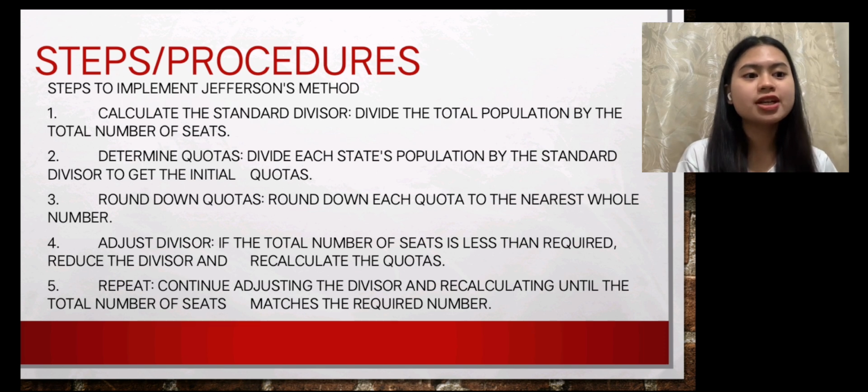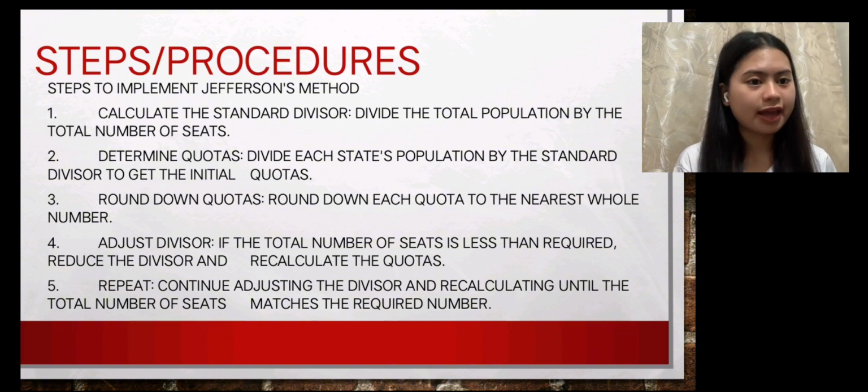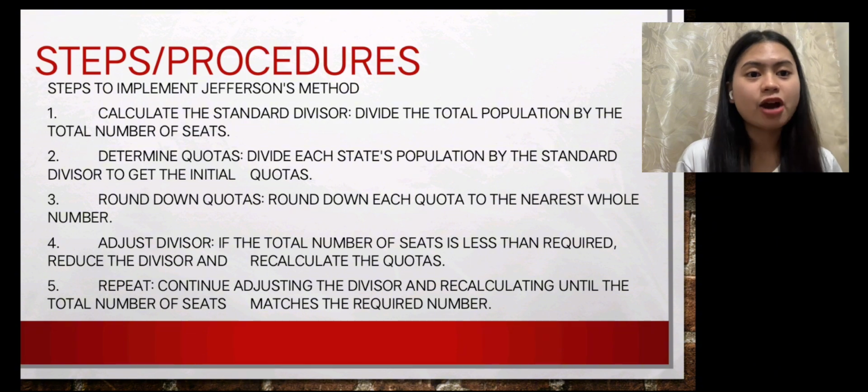Fourth is to adjust the divisor. If seats are too few, reduce the divisor and try again. Fifth is to repeat until the seat requirement is met. Keep adjusting until all seats are assigned properly. And that's how Jefferson's method works.